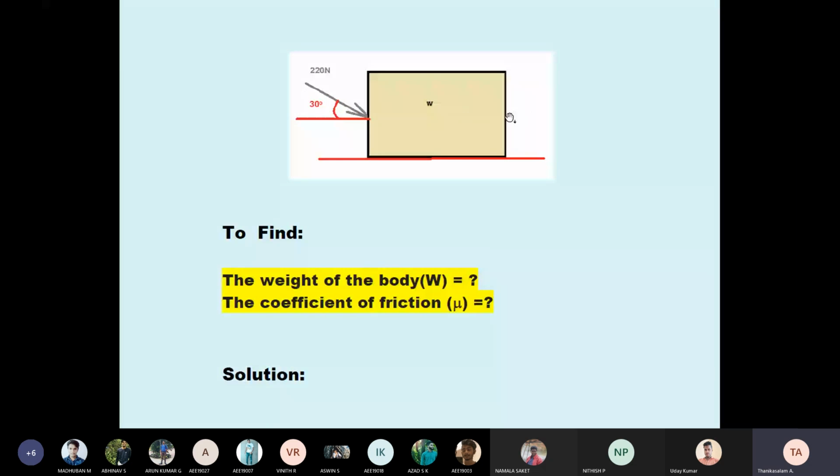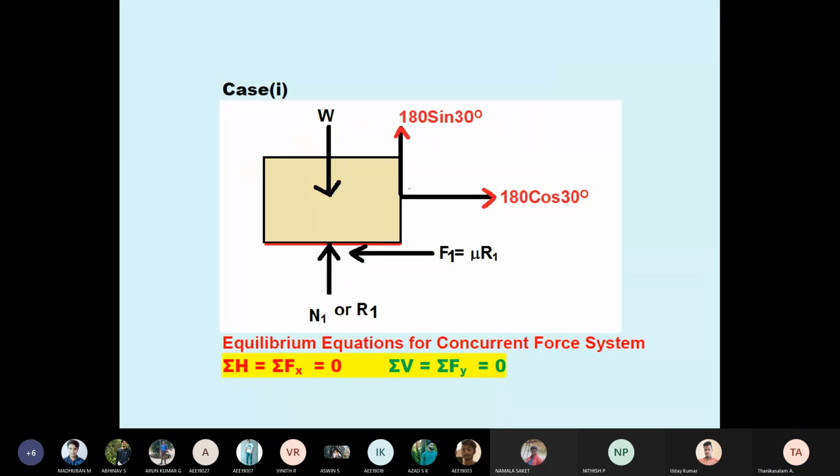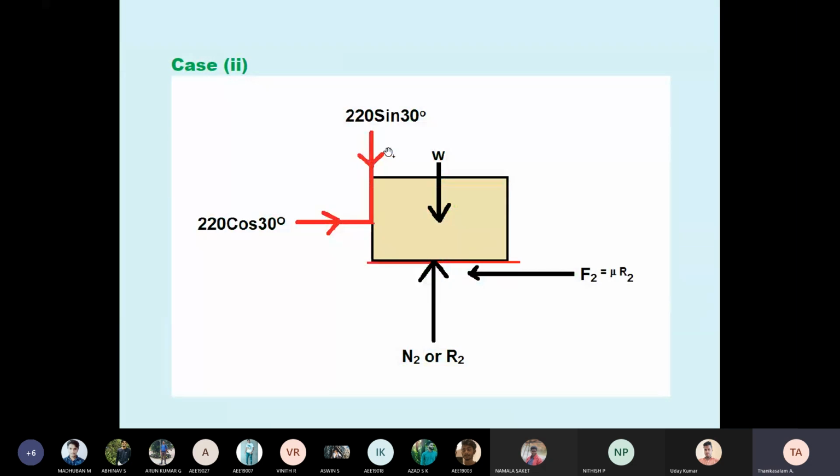Now same body, now pushing 220 Newton. See the arrow mark, students. The arrow mark goes to the fourth quadrant. 220 is in the fourth quadrant. What is the fourth quadrant? X plus, Y minus. So case 2: 220 cos 30 horizontal, X plus, and vertical downward 220 sin 30. Body is pushing right side, therefore friction is left side. The weight is acting perpendicular downward.